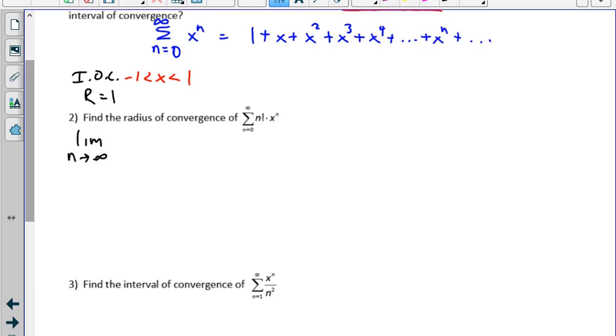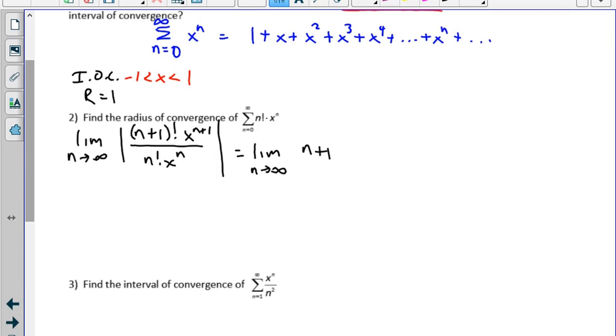See if it even converges really anywhere other than x equals 0. So if I take the limit as n goes to infinity of (n plus 1) factorial times x to the n plus 1 over n factorial x to the n. What I will do is notice that (n plus 1) factorial over n factorial is the same thing as n plus 1.